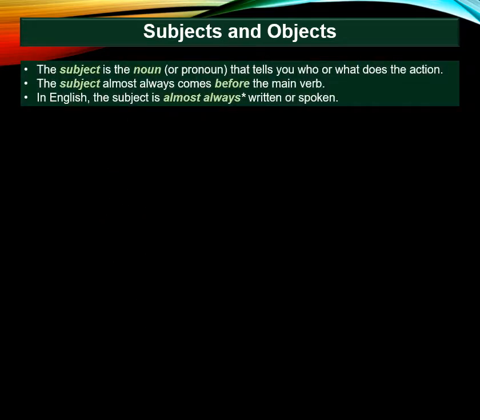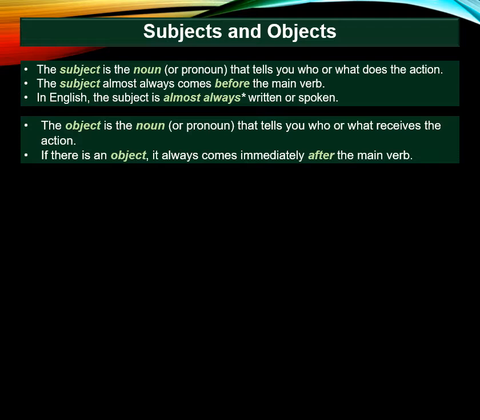So what are subjects and objects? The subject is the noun or pronoun that tells you who or what does the action. The subject almost always comes before the main verb. And in English, the subject is almost always written or spoken. In many languages, you don't have to say or write the subject. In English, you do.